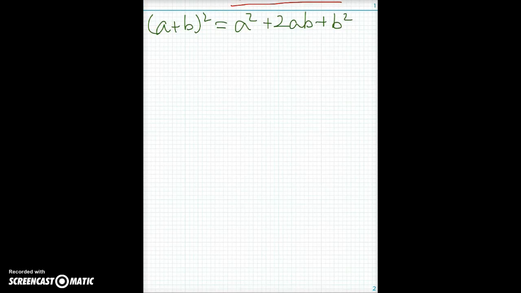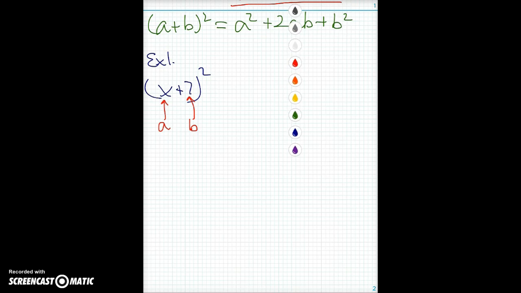So here's our formula up here at the top, and we have example 1. We will do x plus 7 squared. Now we could just multiply this out like we always have, but we found a formula that should work in every case. So we're going to call this our a, and 7 will be our b.